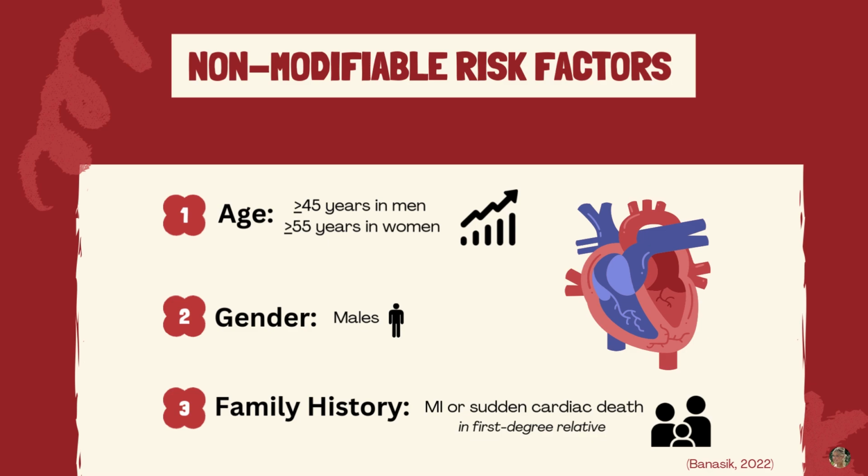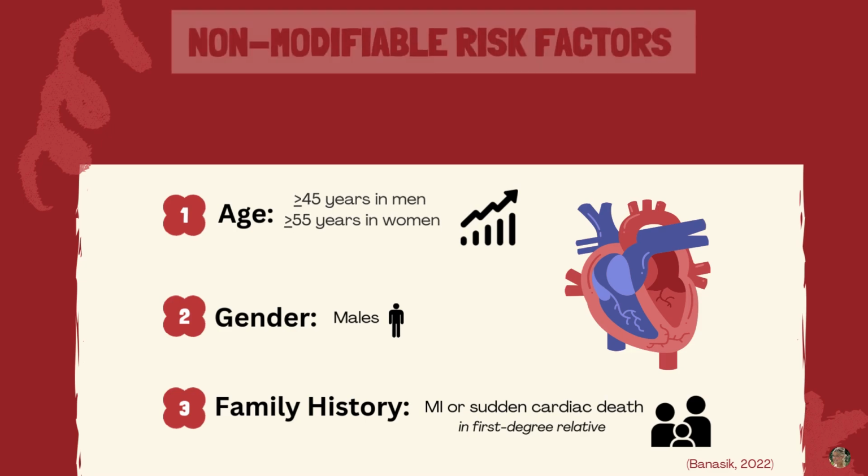Men older than 45 are at higher risk for developing coronary artery disease, and women over the age of 55. So, simple biological clock puts you at greater risk. Also, males are at higher risk for developing this, and family history. Any patient who presents with a first degree relative that has had an MI or sudden cardiac death is also at greater risk for having a heart attack themselves and developing this heart disease.